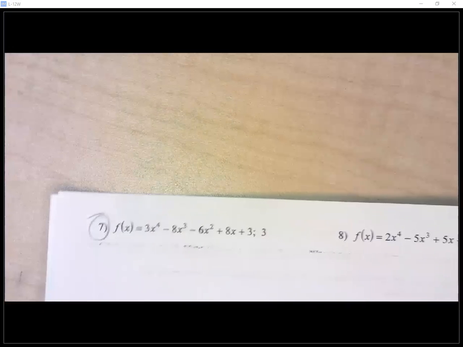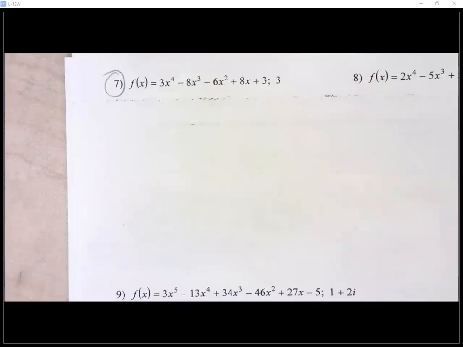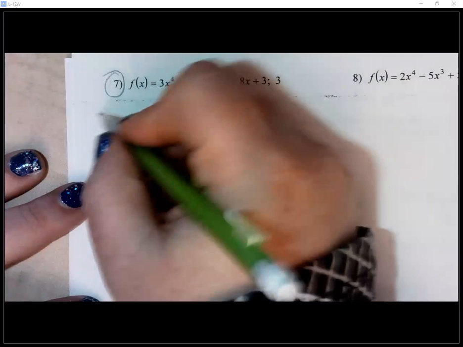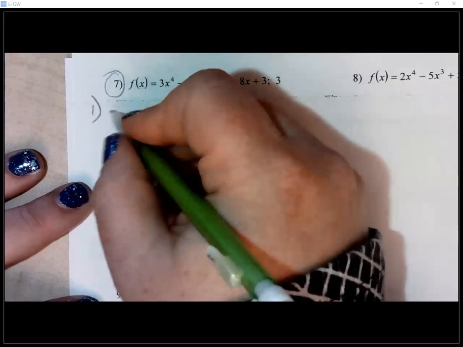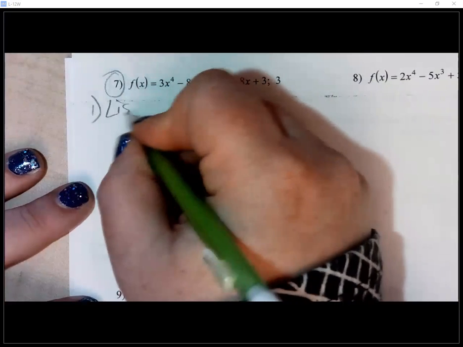So, why don't we just do number 7 for homework? That's it, because these can take a lot of time. So remember what you want to do. You're going to start by listing off for me whatever the rational roots are. So I'll just make a list of what I want you to do. List possible rational roots.